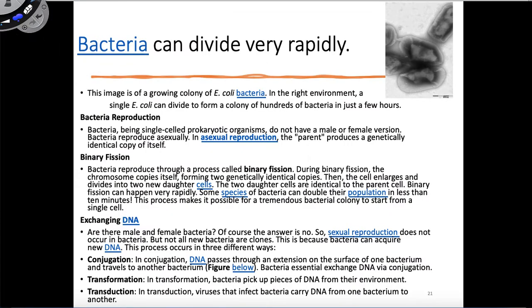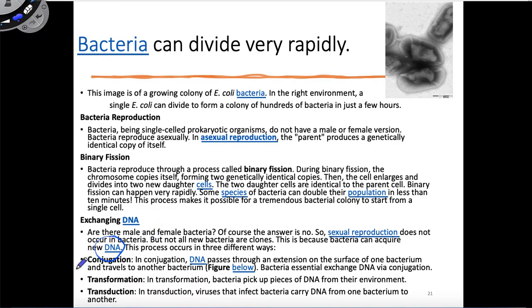And we know that there's no male or female bacteria, right? So we know that bacteria cannot reproduce sexually. But we do know that bacteria can change its DNA by acquiring new DNA from another bacteria. So this is what we call exchanging of DNA. So there are three ways that a bacteria can exchange its DNA with another bacteria.